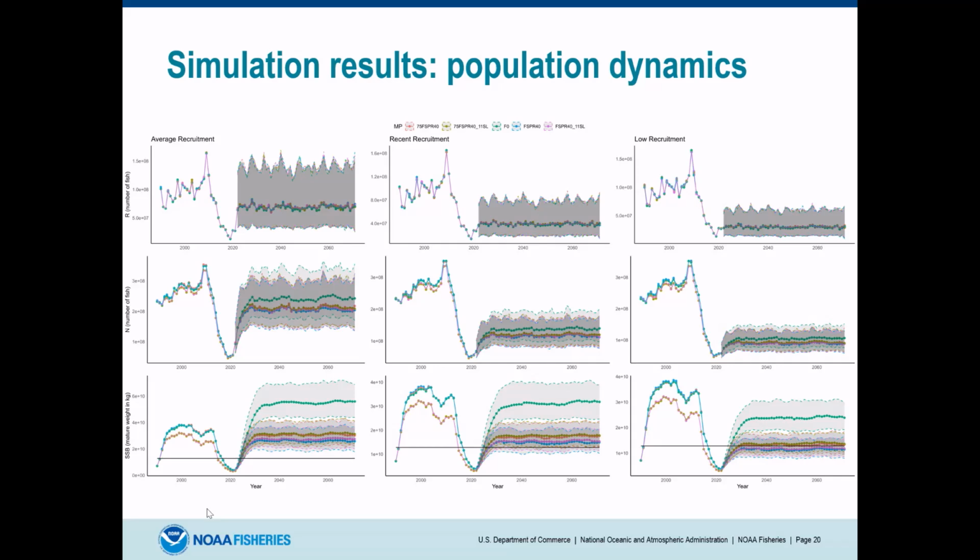And it's actually in the recent and low recruitment scenarios where your MPs that allow fishing at whatever level start to get you closer to that minimum stock size threshold on the black line there in all of the SSB plots. And note the difference in the magnitude between the historical period. That's due to the difference in selectivity allowing for the 11-inch or 13-inch size limit.